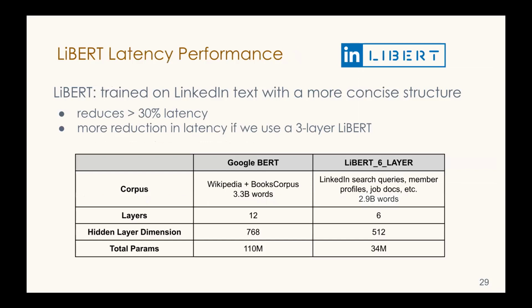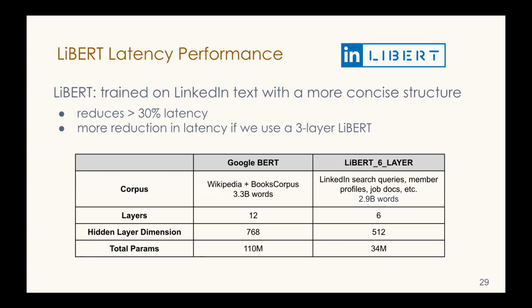So let's take a look at the LiBERT model latency performance. We train LiBERT models with a slightly more concise architecture compared to Google's BERT-base model. You can see we take an example of the LiBERT 6-layer model compared to the BERT-base model. We use 6 transformer layers, and we also reduce the hidden layer dimension to 512 compared to 768. That results in about 1/3 of the total number of parameters compared to Google's BERT model. So that gives us a reduction in latency of about 30%. And notice that we also have even tinier models than the 6-layer model, like a 3-layer LiBERT model, where latency will be reduced even more.